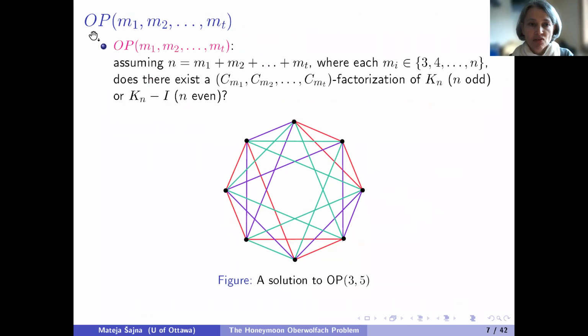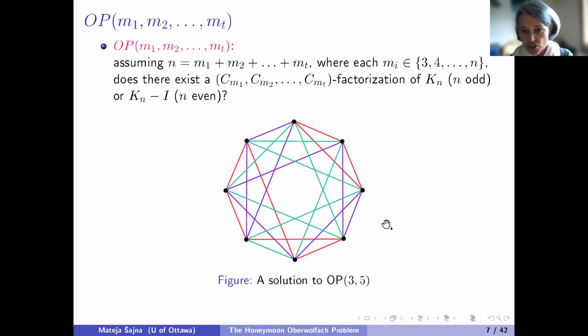Both of these variants are denoted by OP, M1 through MT, the M's being the table sizes or the cycle lengths. And we're assuming that the obvious necessary conditions are satisfied so that the number of participants is exactly the sum of the cycle lengths. And we're asking whether the complete graph, or the complete graph minus a one factor, depending on the parity of n, admits a two factorization of this specified type.